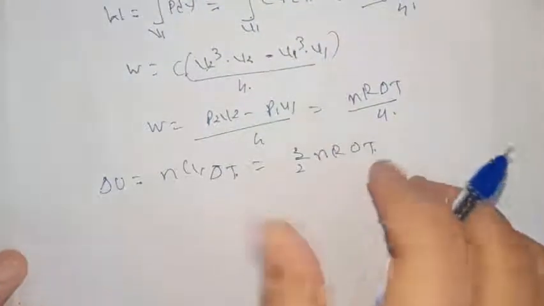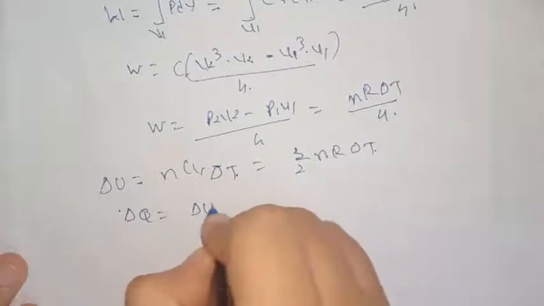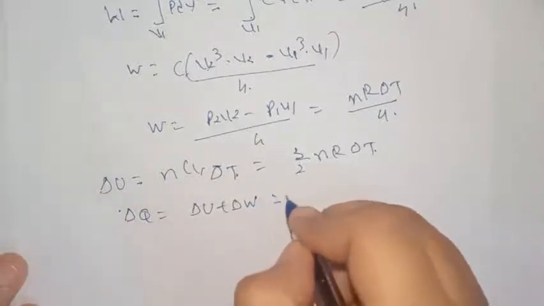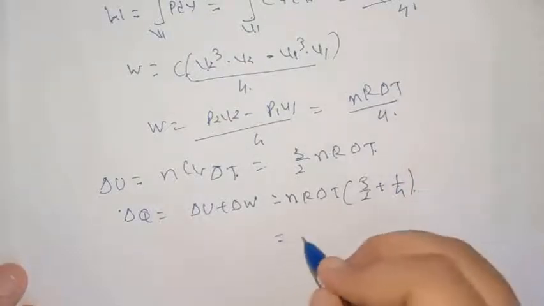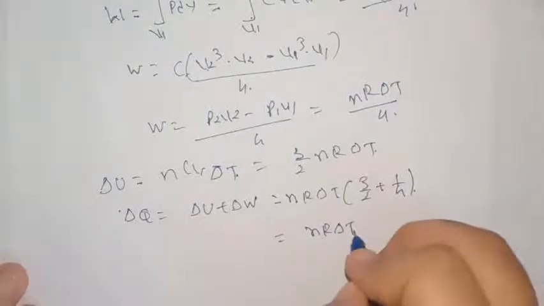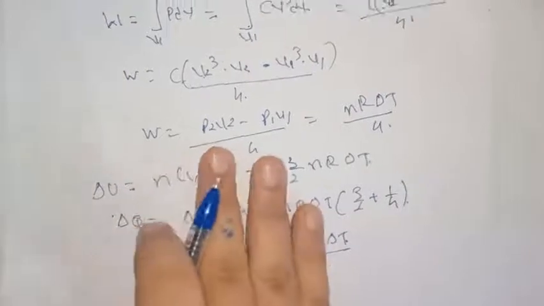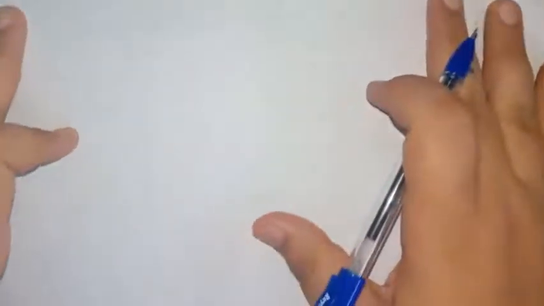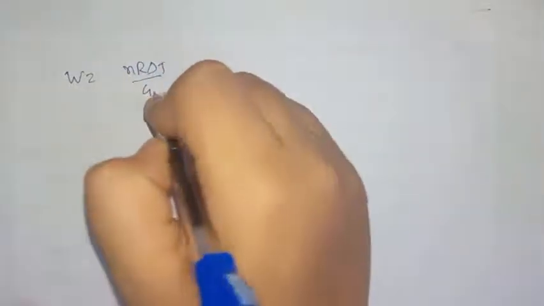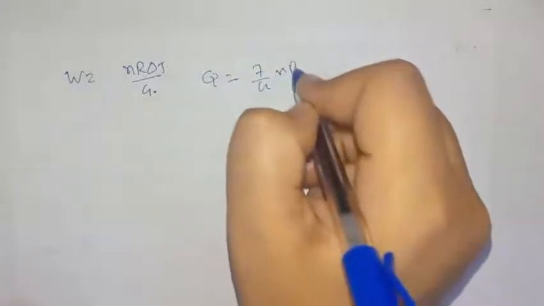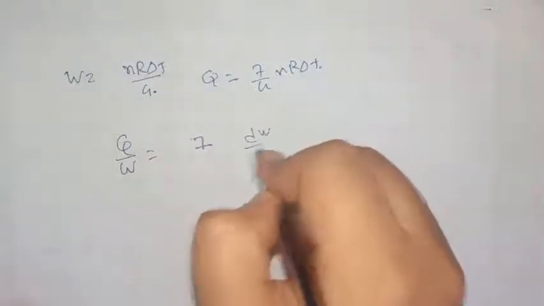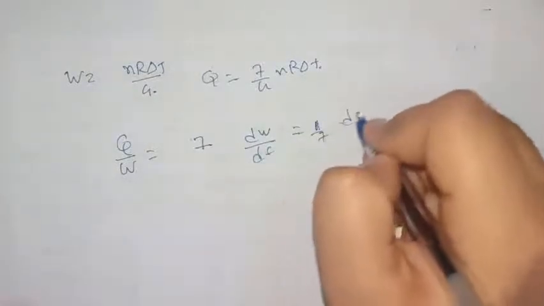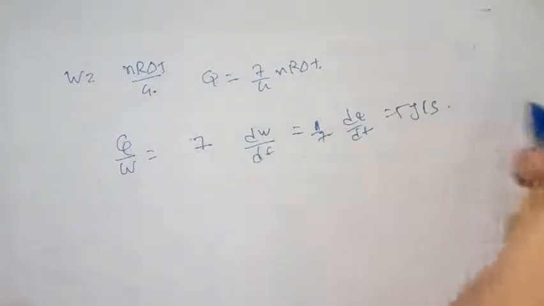Now, by the first law of thermodynamics, we can write delta Q is equal to delta U plus delta W. That is equal to nR delta T into 3 by 2 plus 1 by 4, so nR delta T into 7 by 4. Now, W is given by nR delta T by 4 and Q is given by 7 by 4 nR delta T. So we can write delta Q by W is equal to 7, or dW by dt is equal to 1 by 7 dQ by dt, and it is given as 5 joule per second.